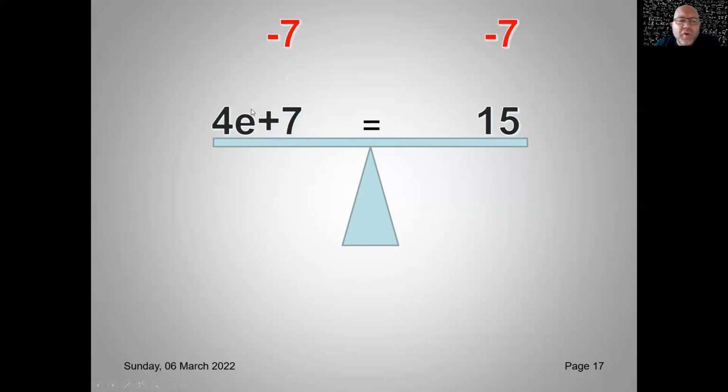That leaves me with a 4e. Now to get e on its own, I need to divide by 4. But I need to do the same to this side. So take away 7 and divide by 4 leaves me with e on its own. But then I need to do the same to this 15. 15 take away 7 is 8. And divide by 4 leaves me with 2. So e equals 2.